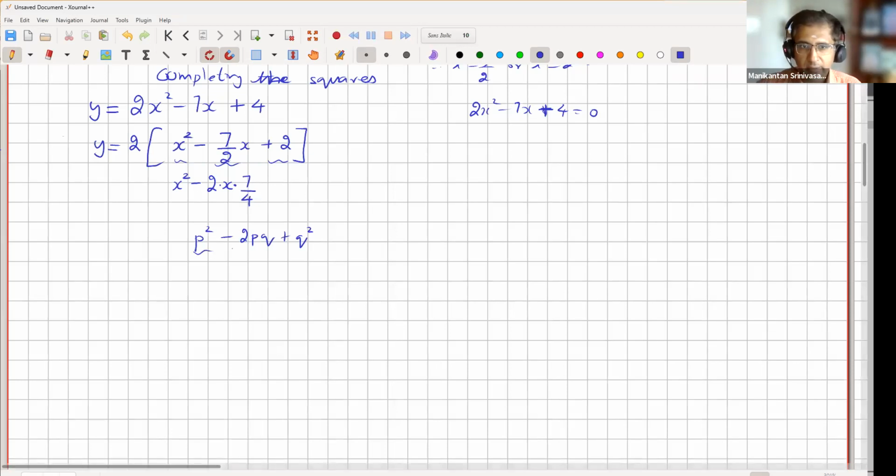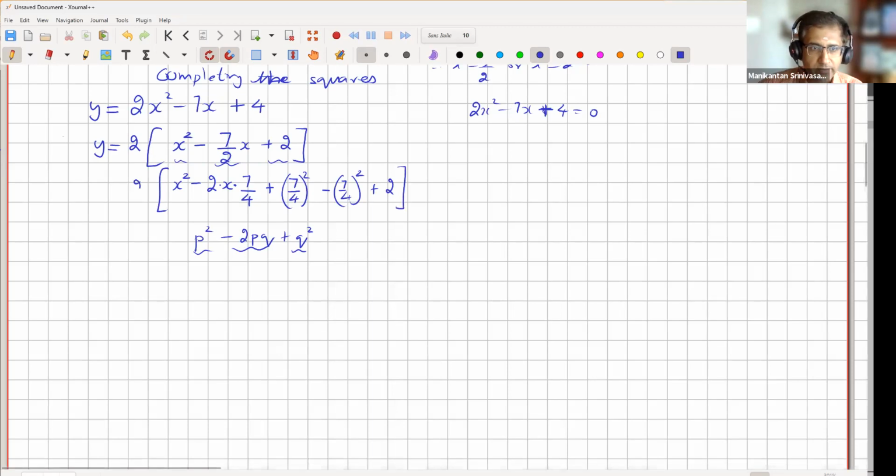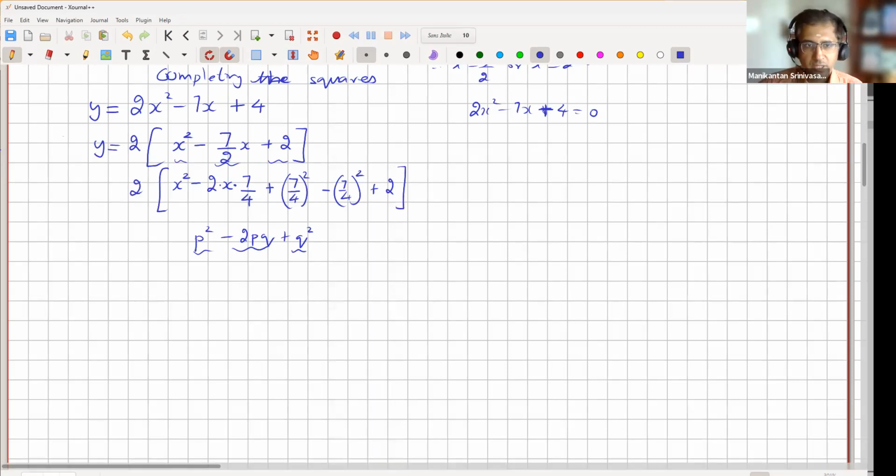Okay, so we have p square minus 2pq. So plus q square is missing. Okay, so let me add plus 7 by 4 whole square. And then I'll subtract minus 7 by 4 whole square because no one is going to give it to me for free. And then the remaining 2 that I have is as it is. So the expression here is 2 times this. Now this is the set of 3 terms, which looks like p square minus 2pq plus q square, right? This looks like this, right?